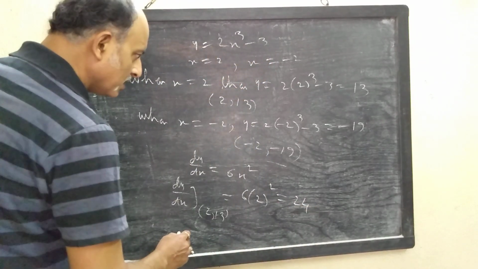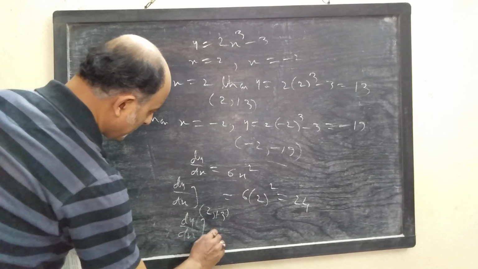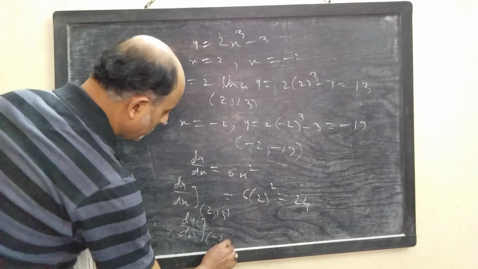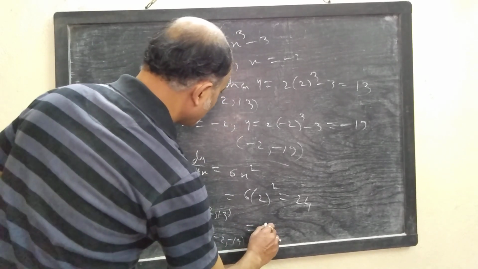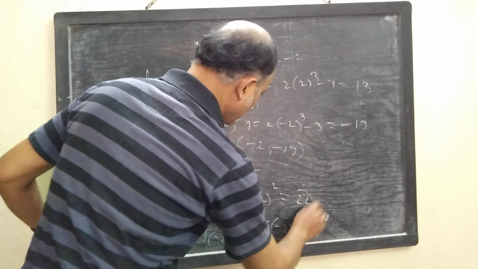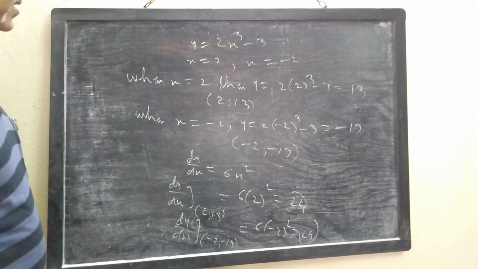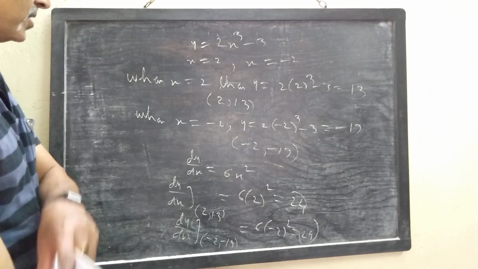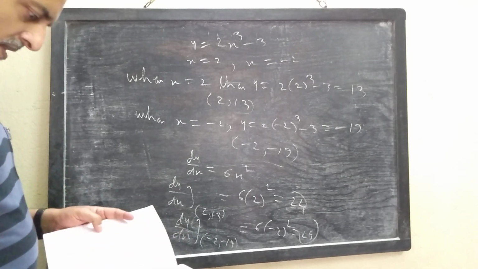24. dy/dx at the next point, that is (-2, -19), will be the same: 6 into (-2)² equals 24. Now look, these two slopes are equal, signifying that the tangents to the curve at the points having abscissa x equals 2 and x equals -2 are parallel.